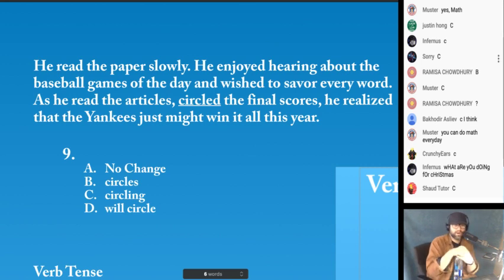So a lot of people are pretty cool with circled, but that's actually incorrect. What we are looking at is a non-essential modifier. And we're also looking at the ing verb form. Whenever you have an ing verb like circling, that also, very similar to had, is indicating that you have multiple actions happening at the same time. So as he read the article, circling the final scores, he realized that the Yankees just might win it all this year. So circling can be past tense because it's framed in the past tense. And while he's reading, he's circling. So that is the correct answer for this one, circling.